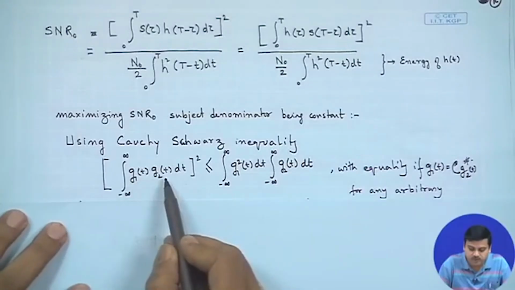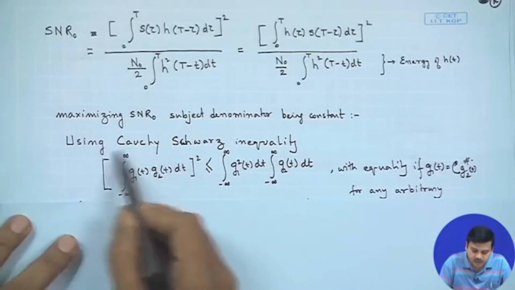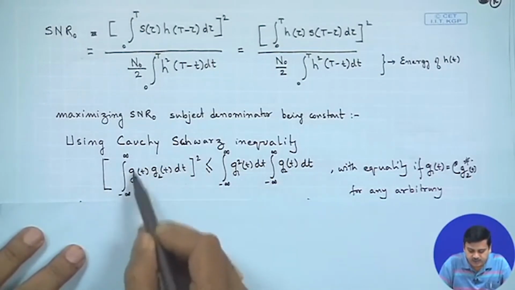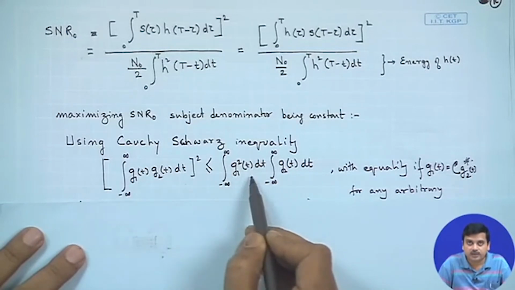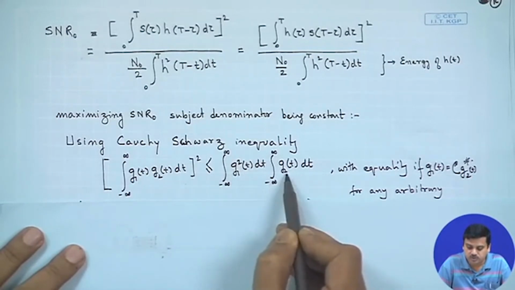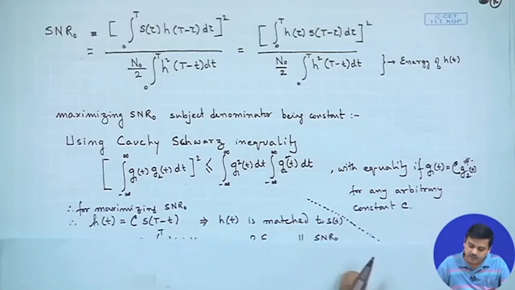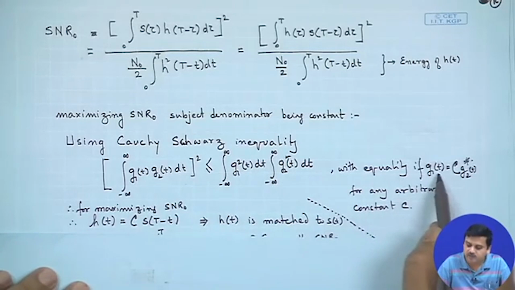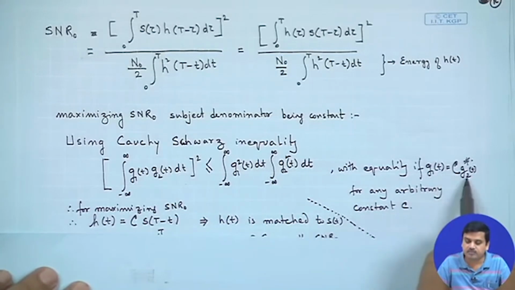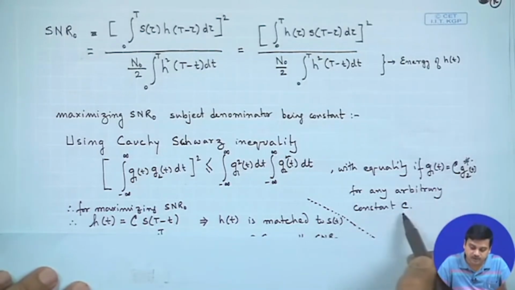So, there we had represented the Cauchy-Schwarz inequality. According to the Cauchy-Schwarz inequality, if G1 and G2 are two functions or two signals, this inequality is satisfied. That means the integral of G1 G2, squared, is less than or equal to the integral of G1 squared times the integral of G2 squared. This holds with equality if one of the functions is some scalar multiplied by another function, and in the case of complex functions there has to be a conjugate of that, for any arbitrary constant c.